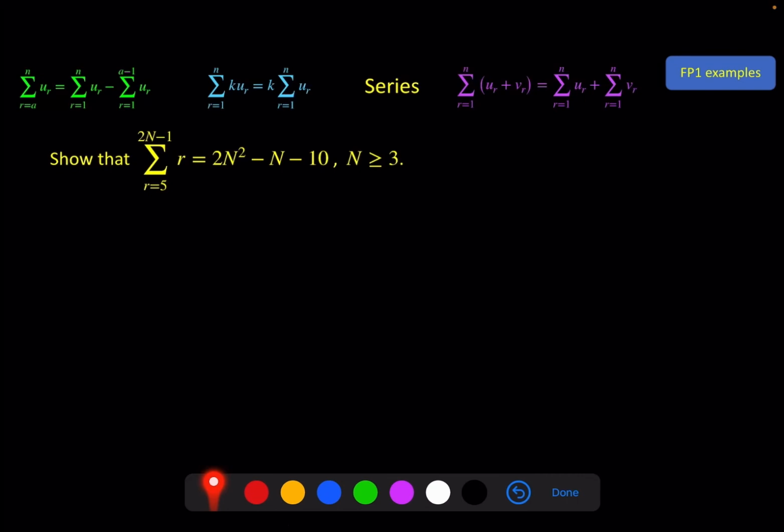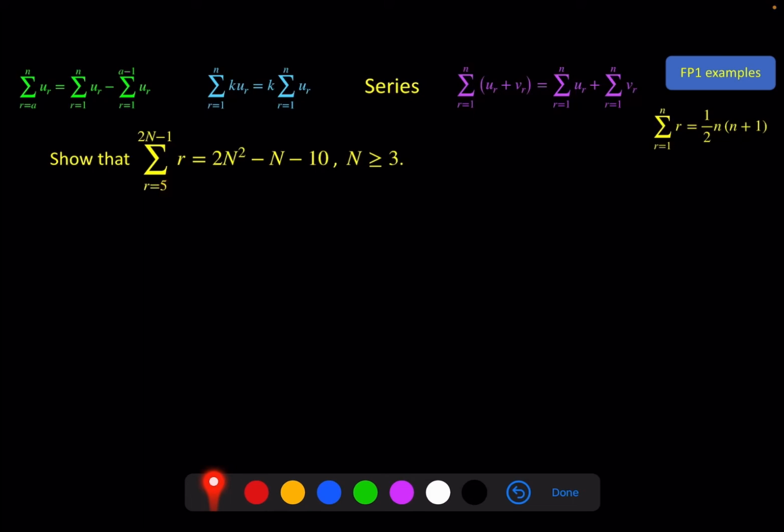Show that from r equal to 5, starting at the fifth term, up to 2n minus 1, this term, summing r, which we've got the formula for, there it is, that we will get the answer 2n squared minus n minus 10 if n is greater than or equal to 3. So let's just check what's going on here. If n is equal to 3, that gives us 6 minus 1 is 5. So from 5 to 5, that will just be the fifth term by itself.